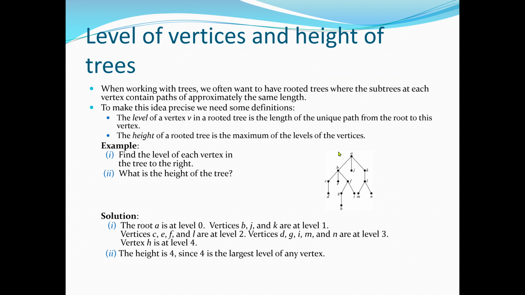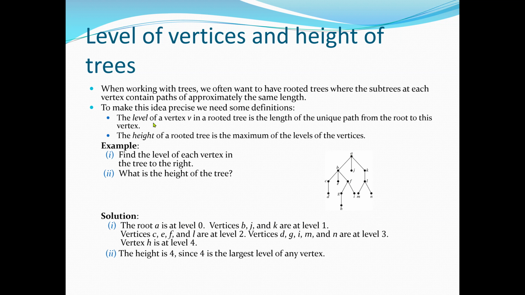So for example, in this graph, we have A at level 0; B, J, K at level 1; C, E, F, L at level 2; D, G, I, M, N at level 3. So this tree has 4 levels, and we go up to the longest one. Even though we have only one at the 4th, we still count it. So if this is the 4th one, we start from 0, 1, 2, 3, 4, then the height will be 5. Or if we start from 1 as the root, then the height is the same as the number of levels.